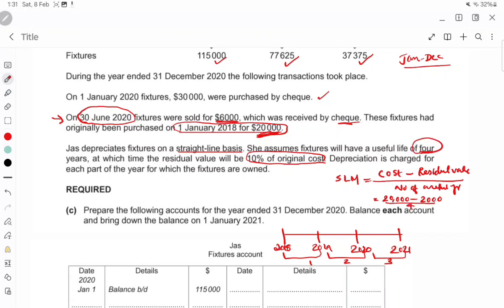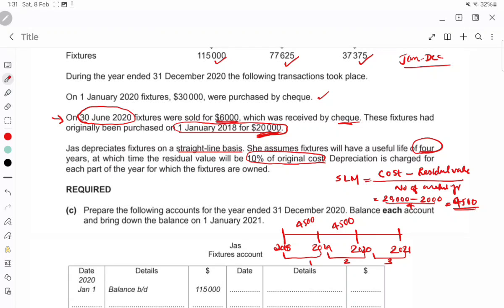So while calculating, we get 20,000 minus 2,000, that is 18,000. 18,000 divided by number of years 4 will be 4,500. This is the depreciation we are charging from year 1 onwards, 4,500. So 2 years, and the third year also we need to charge depreciation.